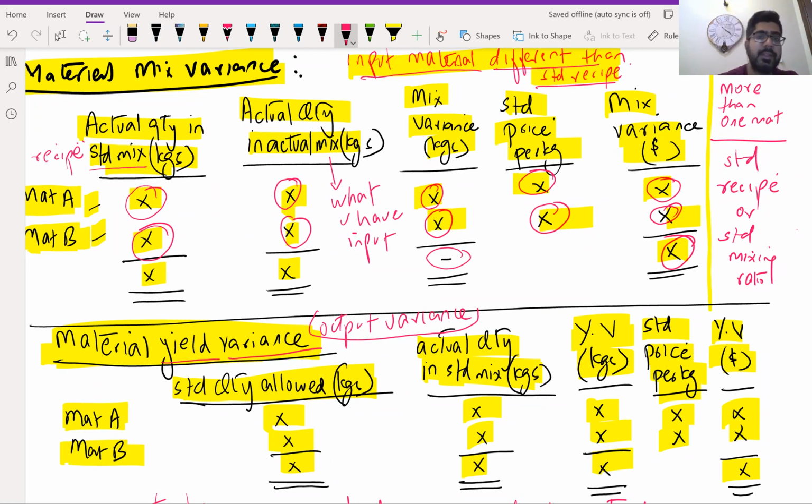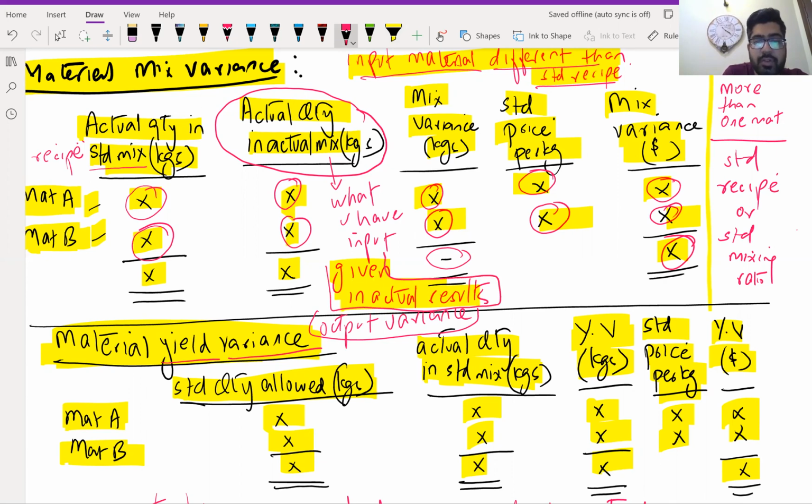Now remember this thing: actual quantity in actual mix, what you have input, will always be given in the actual results. I don't want to hear the question, sir, what if this is not given? If this is not given, you cannot solve the question. So this actual quantity in actual mix, what you have input, is always given in the actual results. This will always be given.